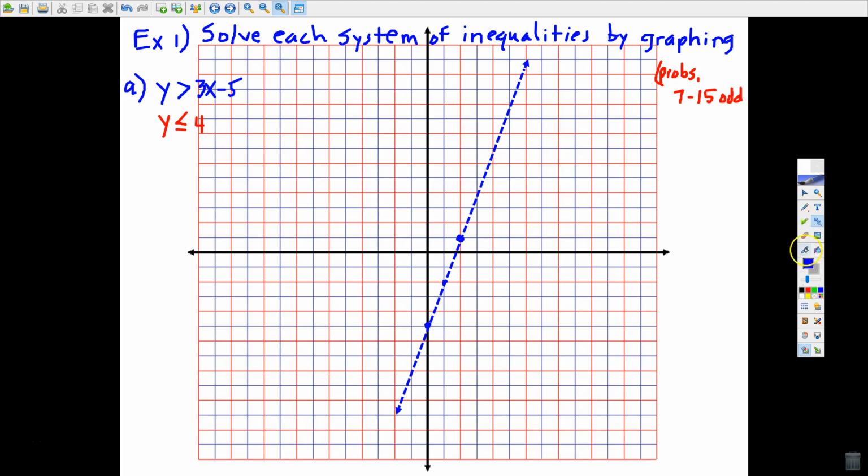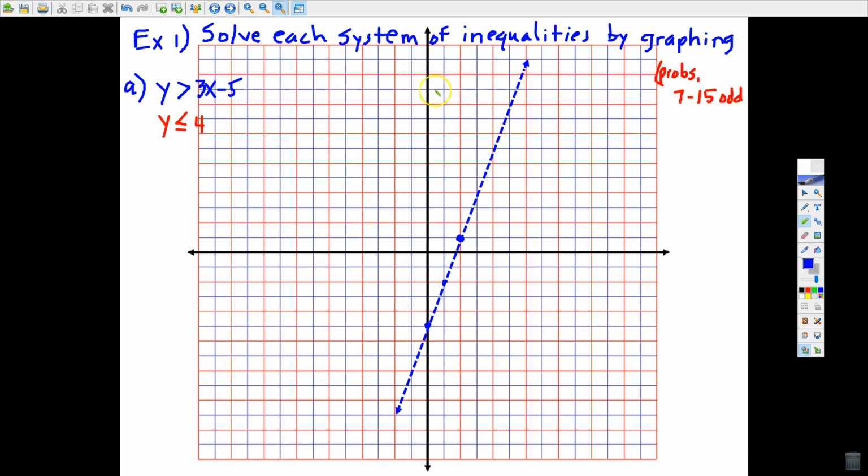And the way I prefer to do this is I'm going to wait until the end to do the shading, but greater than would indicate the above side of this line when I do the shading. So I can go ahead and be thinking about it, but I'm just going to wait until I get both of these drawn and then do the shading all at once. You may prefer to shade as you go, and that's fine.